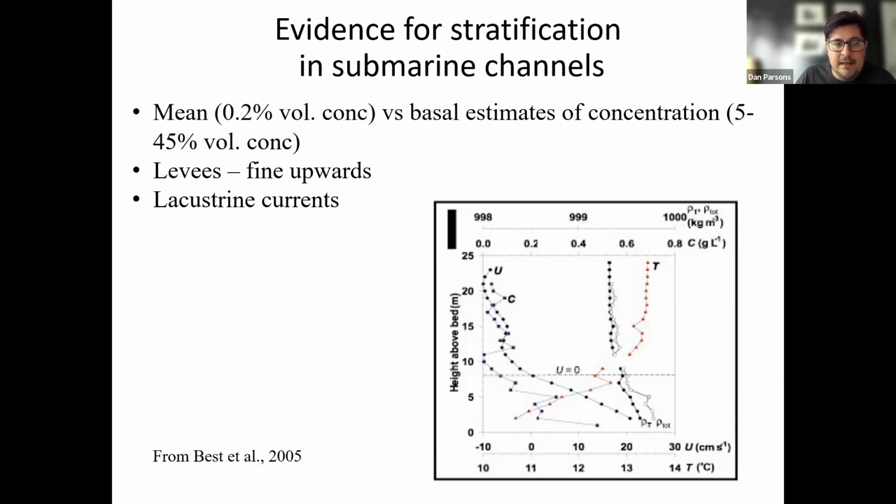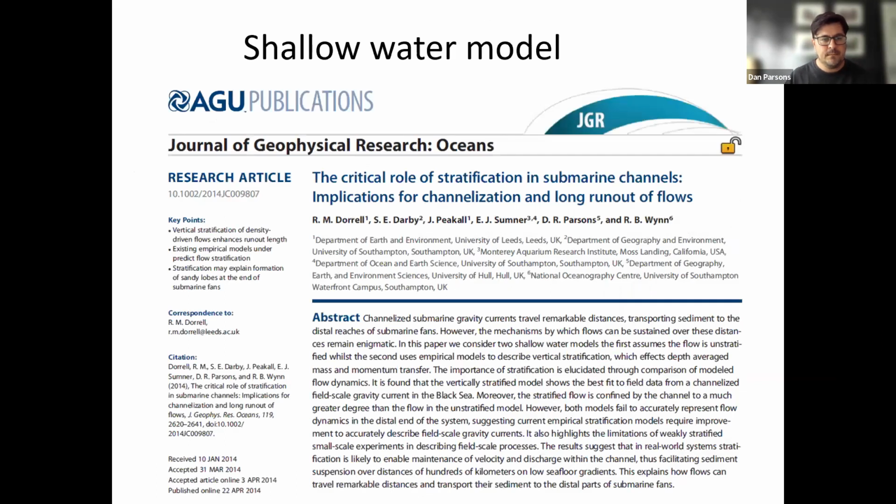So you have a gradient in velocity profile, but you also have a gradient in concentration as well. So you have the denser, faster moving fluid closer to the bed in these turbidity currents, and that turns out to be incredibly important when we're looking at these process to product relationships that I'll move on to talk about.